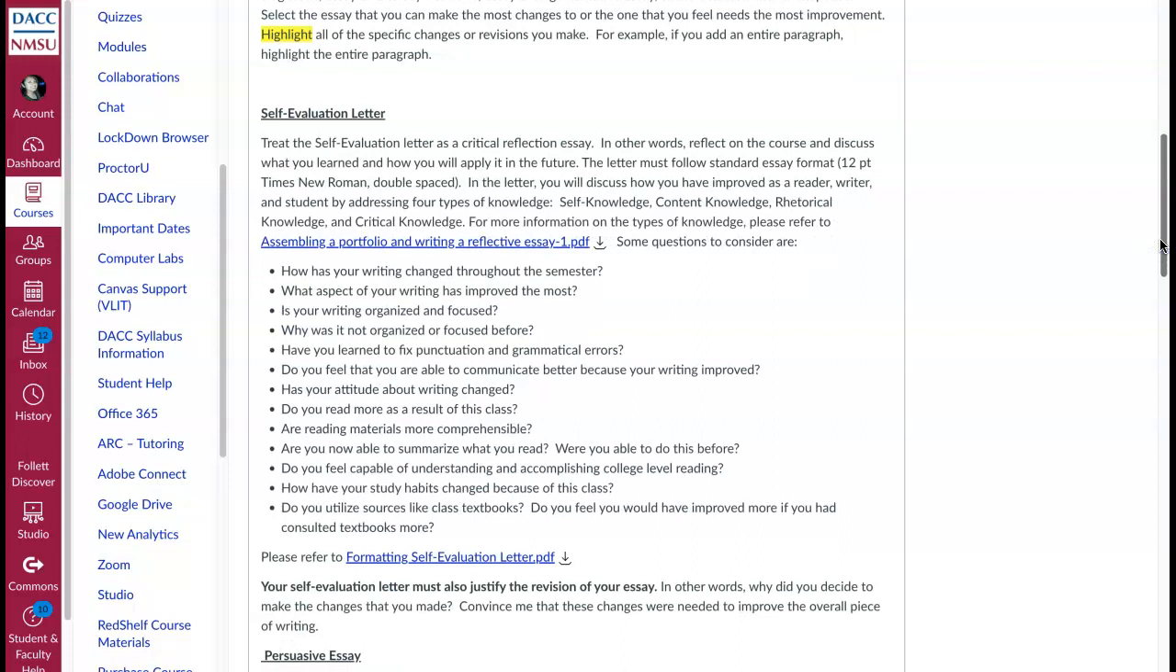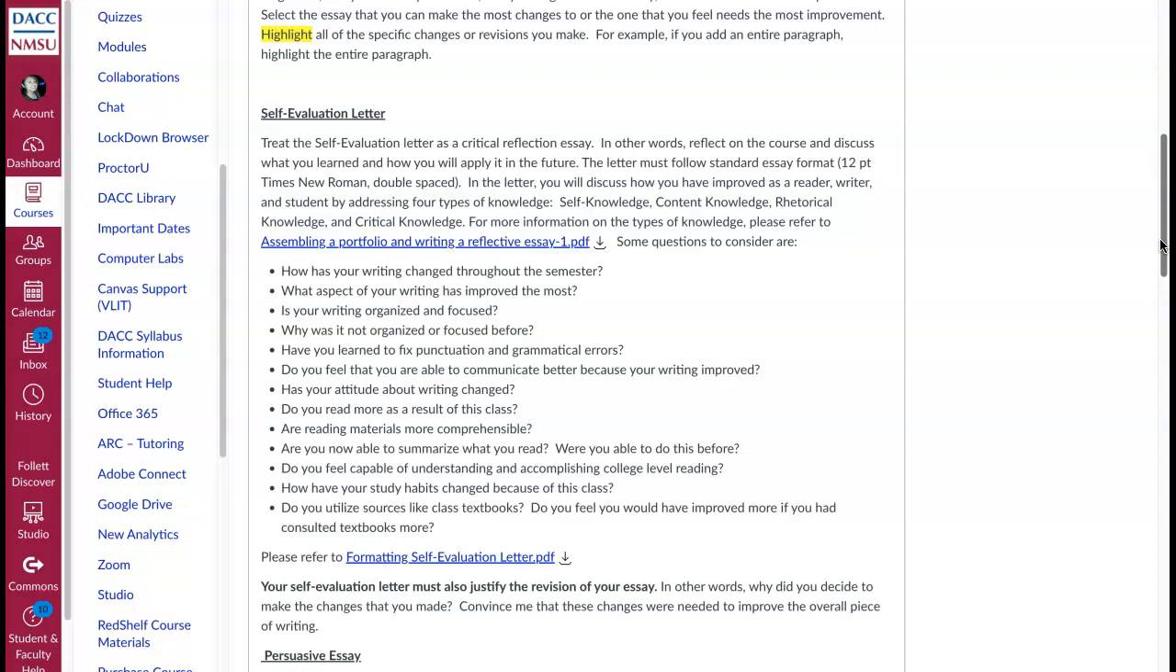Next, we have the self-evaluation letter. The self-evaluation letter is about you. So in some cases that makes it easier, but I know that for some people writing about themselves is a little bit challenging. So it does require some thought. And basically the whole point of the self-evaluation letter is to reflect and to think critically about the semester.